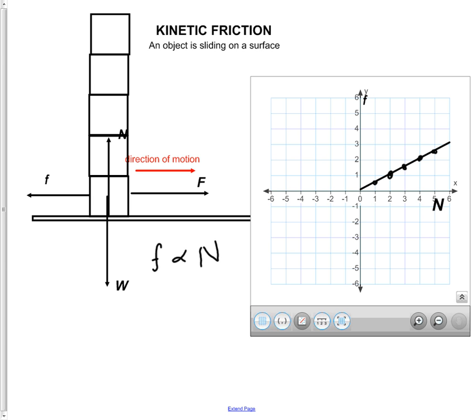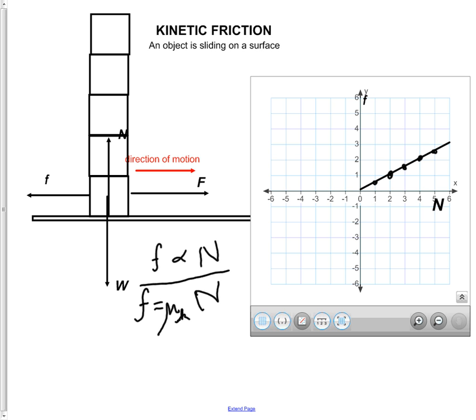But for any particular pair of surfaces, all we have to do is measure the slope of this line, and we find out the proportionality constant. So I'm going to write this very important equation, which says that F is equal to some proportionality constant, which is standardly called mu, or in fact mu sub k, where the k stands for kinetic, times N.